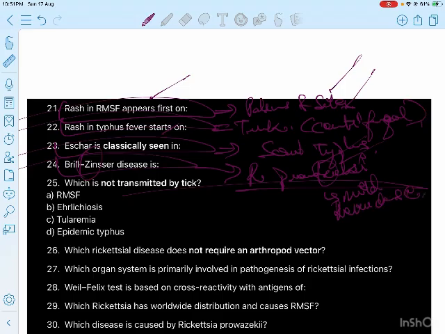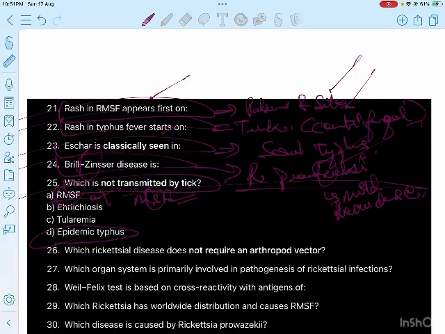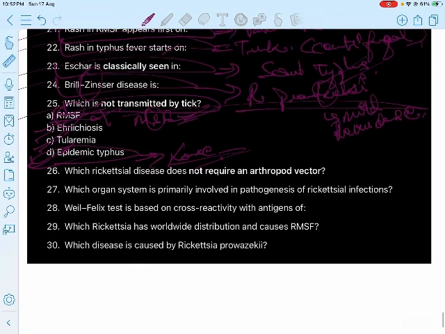Now which is not transmitted by tick? So we remember it as Rocky Mountain spotted fever or Mediterranean spotted fever, so tick is spotted, so this is ruled out. Then epidemic typhus, we know that it is louse, so this definitely cannot be the answer, so D is the answer. For Rocky Mountain spotted fever, Mediterranean spotted fever, ehrlichiosis and tularemia, for all of these tick is the vector.